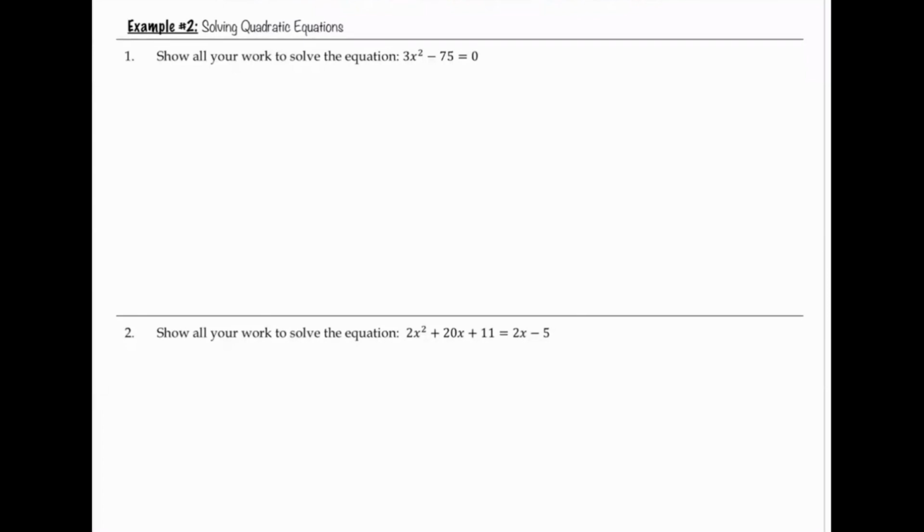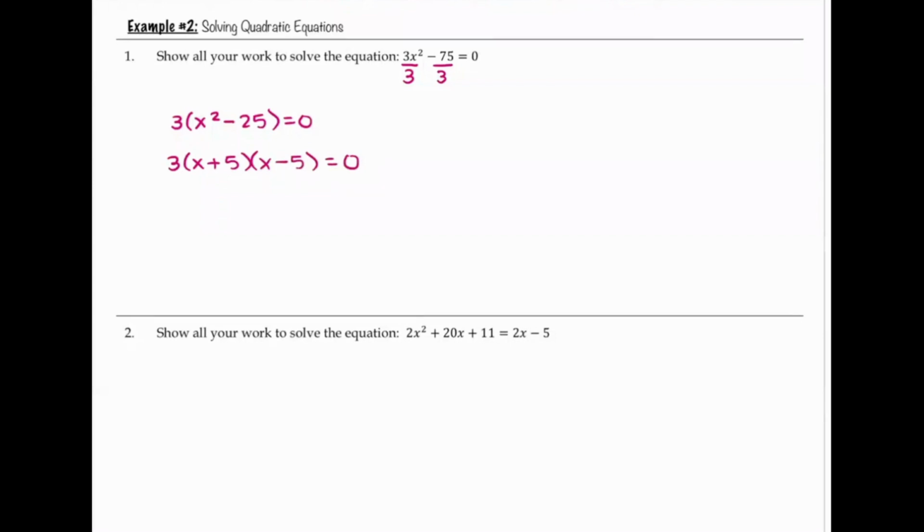So for this first one here, we have 3x squared minus 75 is equal to 0. So the first thing we want when we're solving a quadratic equation is to have it set equal to 0. And I already have that. Now what we're going to do is factor this binomial by applying that GCF. So the 3 comes out. I am left with x squared minus 25 is equal to 0. But I can keep factoring, so I'm going to go ahead and factor one more time.